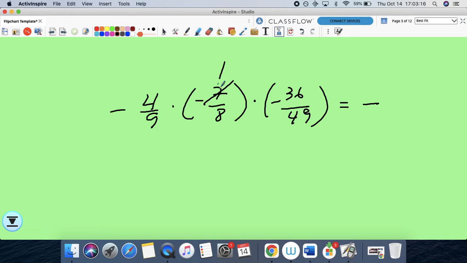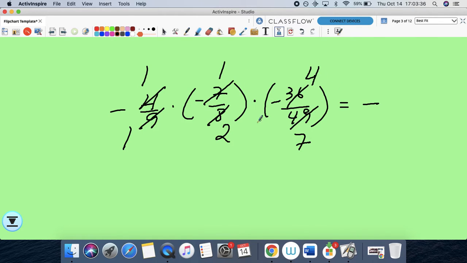7 divided by 7 is 1. 49 divided by 7 is 7. So that's done. 9 and 36. 9 divided by 9 is 1. 36 divided by 9 is 4. I can do the 4 and 8 here. So the 4 in the numerator and 8. So 4 divided by 4 is 1. 8 divided by 4 is 2.